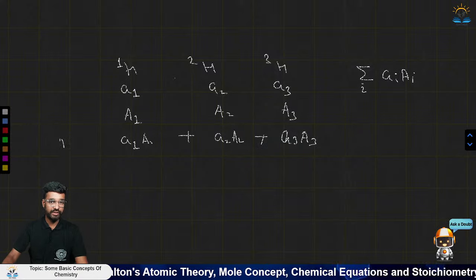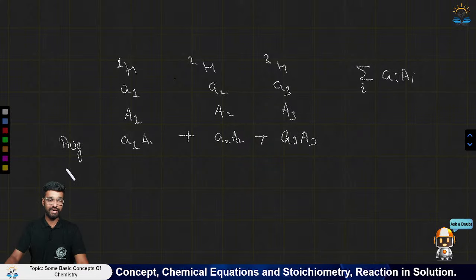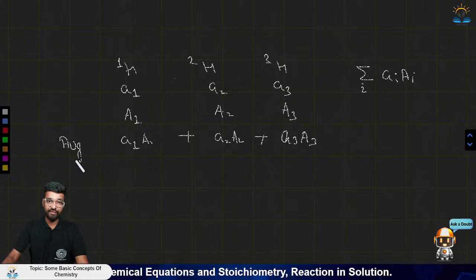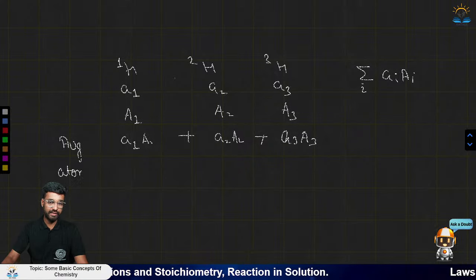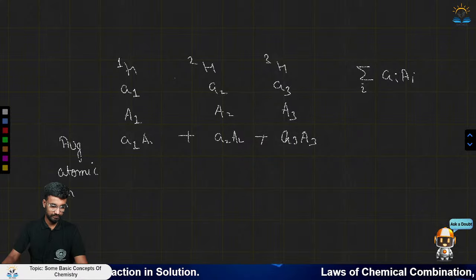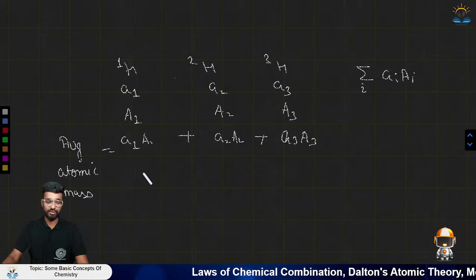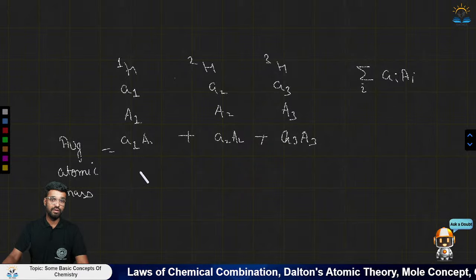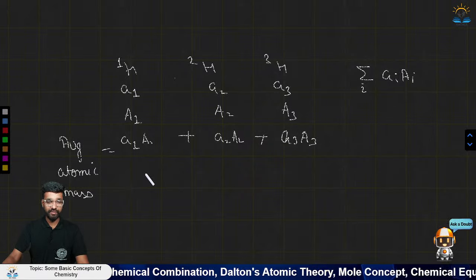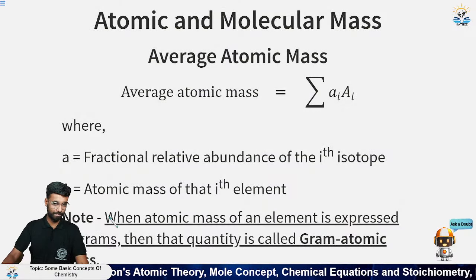Let me make one thing clear: the atomic mass which we consider in our daily life calculations is generally the average atomic mass. So we are always taking average atomic mass rather than the absolute one. Whether it is chlorine, carbon or hydrogen, we are taking the average atomic mass. From now on, whenever I say atomic mass, you can consider it as average atomic mass.